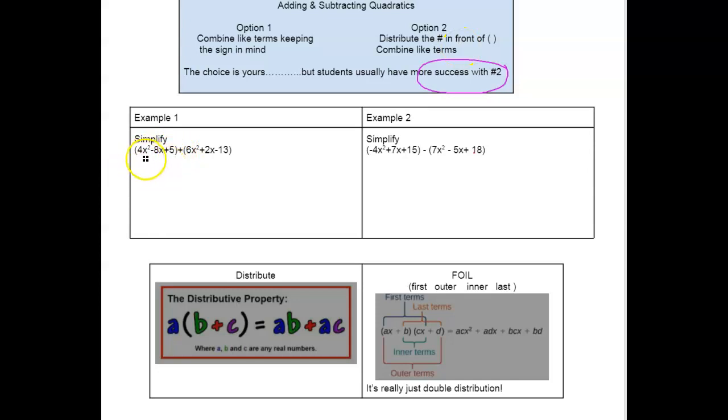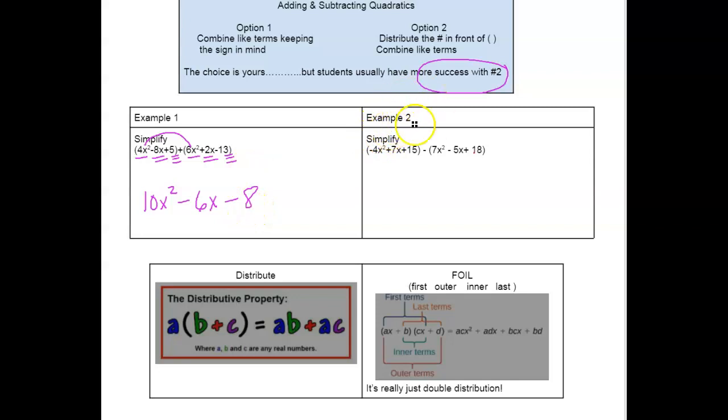Let's look at example 1. We look at the coefficient. So here's x squared, here's x to the first, and here's just a number. So those are the like terms. There's 3 like terms. So you're just going to combine the coefficients. So 6 plus 4 is 10, and when you add, the variable stays the same. -8 plus 2 is -6, the x stays, and 5 minus 13 is -8. All right? Those are the same thing.